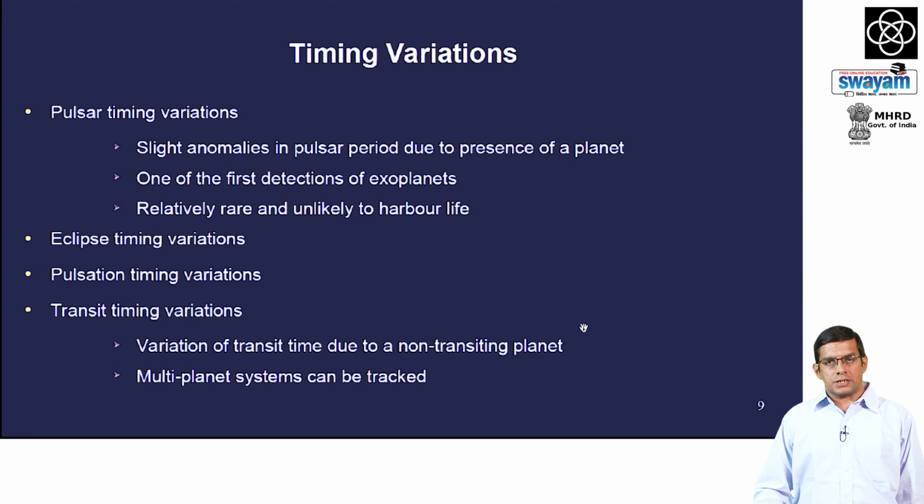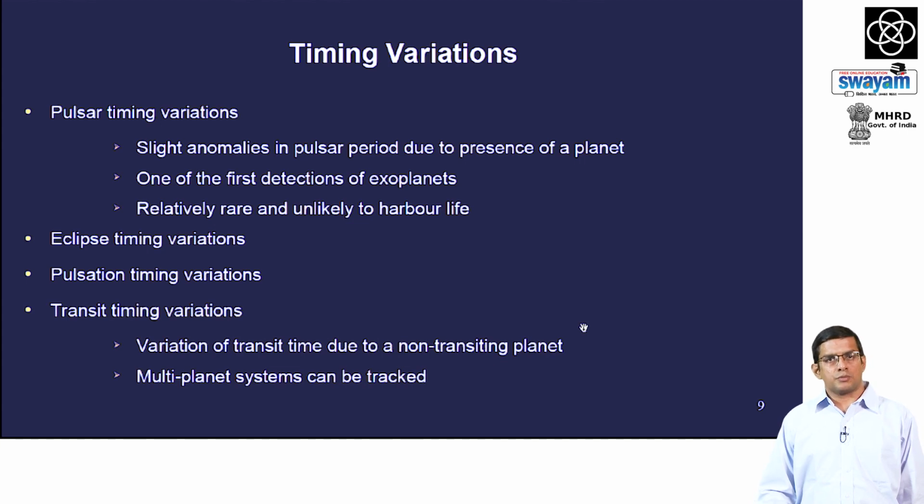Pulsation timing variations. There are several kinds of large amplitude pulsators, pulsating stars, whose periods and whose light curves are very regular. However, if a planet is orbiting around a pulsating star, then the pulsation timings also change slightly, and by measuring these pulsation timing variations we can detect a planet.